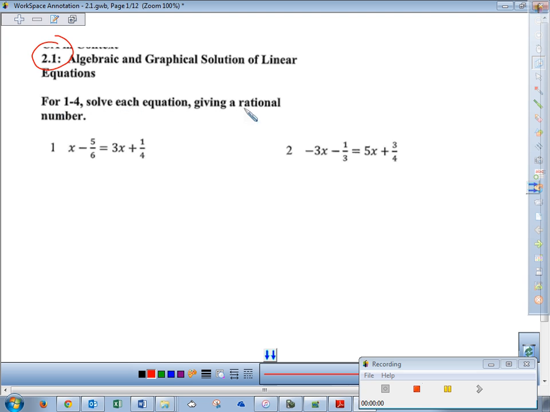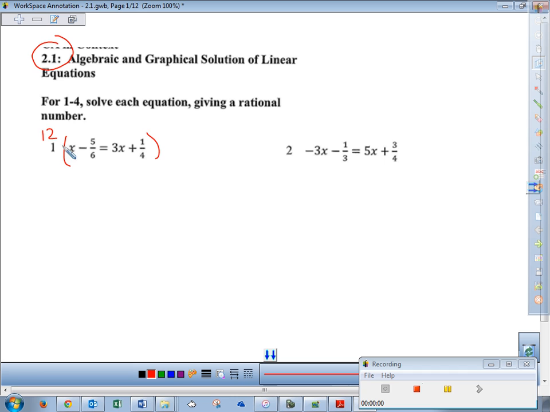It says solve each equation given a rational number. So here's an equation. Nasty fractions, right? Let's get rid of the fractions by finding the least common denominator. This is a 4, this is a 6. What's the least common multiple between 4 and 6? 12. Let's take every term times 12 then. That's how I roll, right?